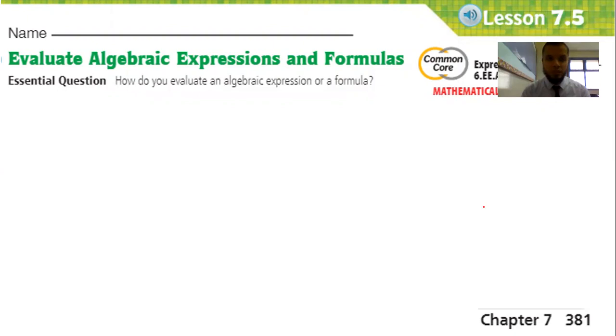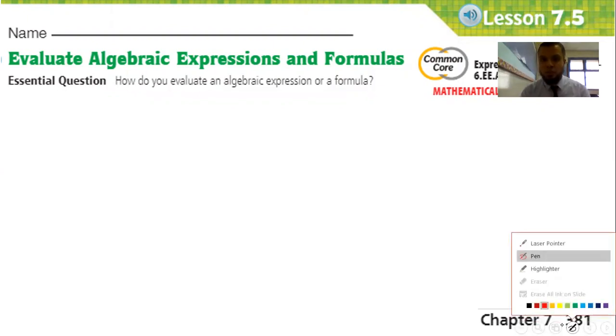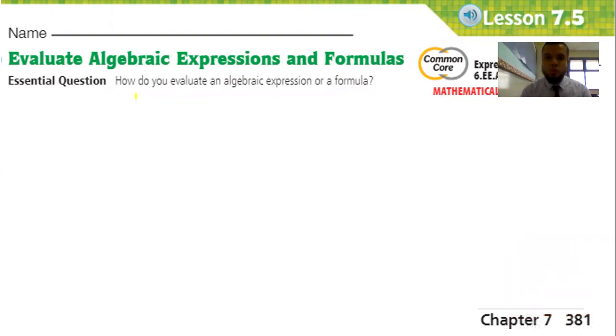As you see, the title is Evaluate Algebraic Expressions and Formulas. So, in our today's lesson, we're going to talk about how do you evaluate an algebraic expression or a formula. Okay, so let's get started.